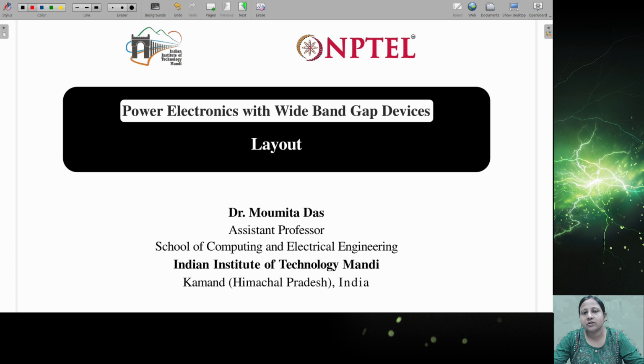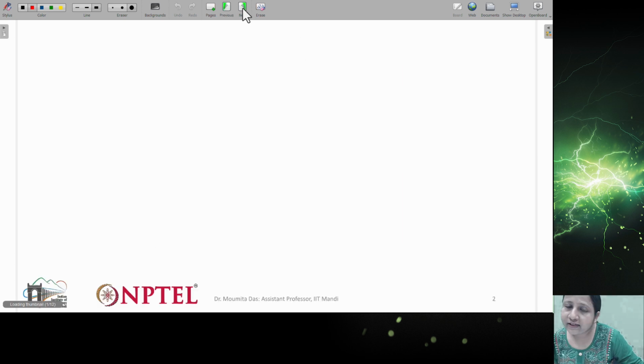So what are the constraints that we need to consider for designing high frequency PCBs for wide bandgap device applications? When we consider wide bandgap devices, the operation of the converter will be at high frequency. If the operation is at high frequency, then there are several factors we need to consider for designing PCBs. Let's see what these factors are.